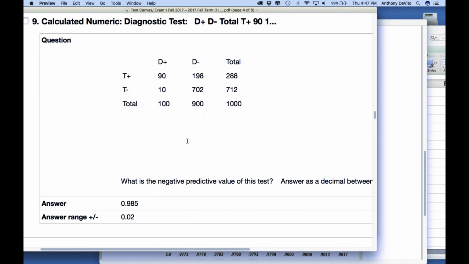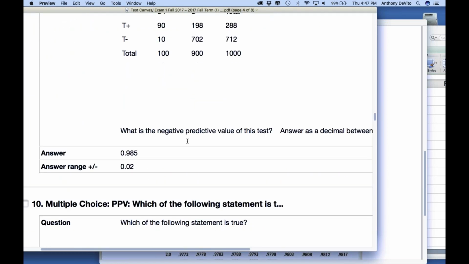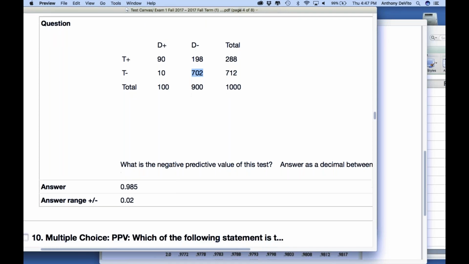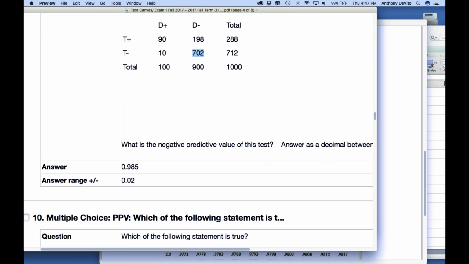Okay, and in fact, next question, what's the negative predictive value of this test? How many people tested negative? 700 people tested negative. How many of them actually don't have the disease? 702. So the negative predictive value is 702, the number of people that tested negative that don't have the disease, over 712. So that's 98.5%.